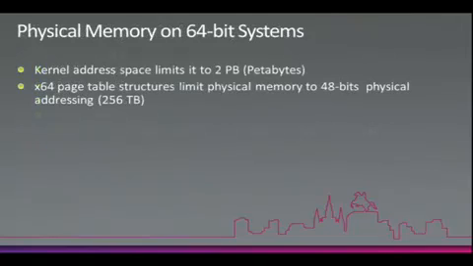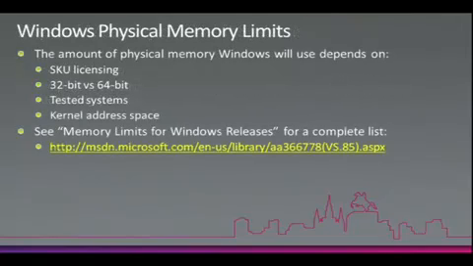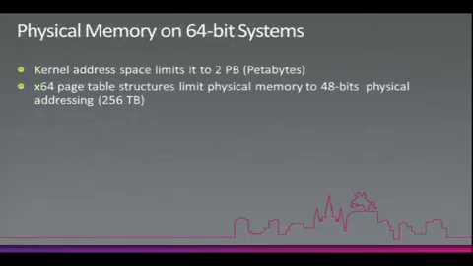And by the way, that URL there tells you memory limits across all different releases. I'm not going to bore you with all that. I'll just cover some of the extremes, ends of the spectrum here. Physical memory on 64-bit systems: the kernel address space itself, the amount of address space it has to describe physical memory, limits it to 2 petabytes. That's the theoretic architectural max Windows could support.